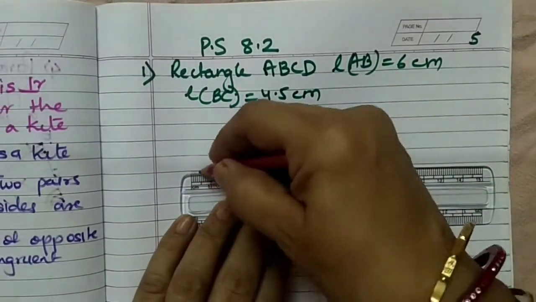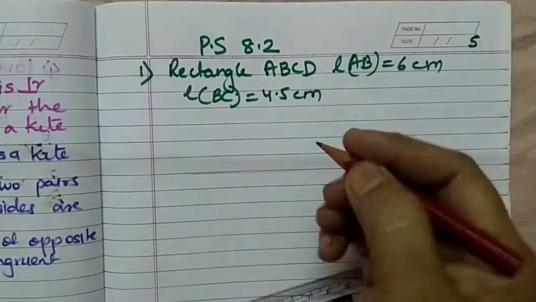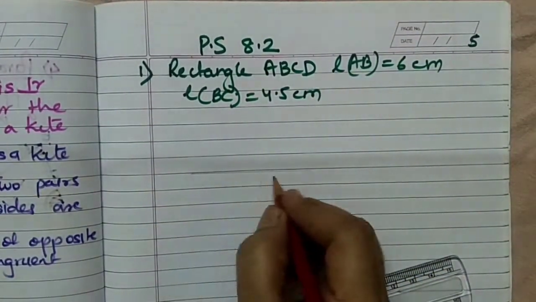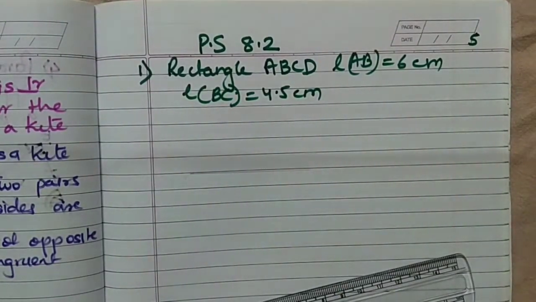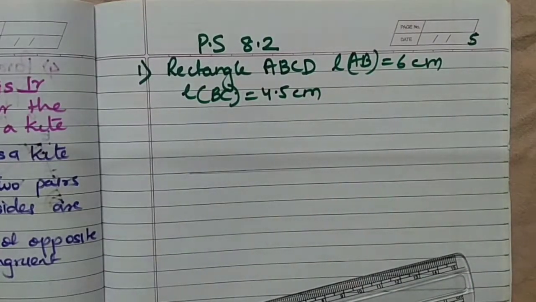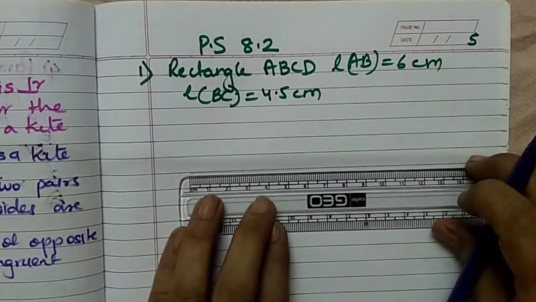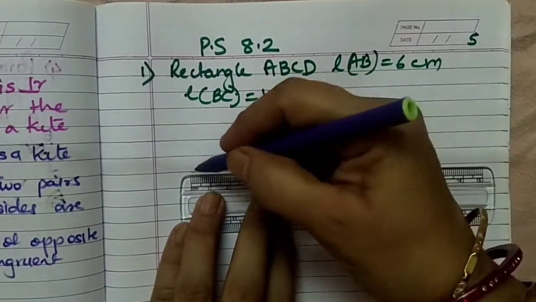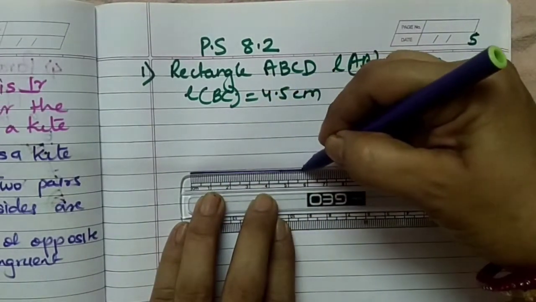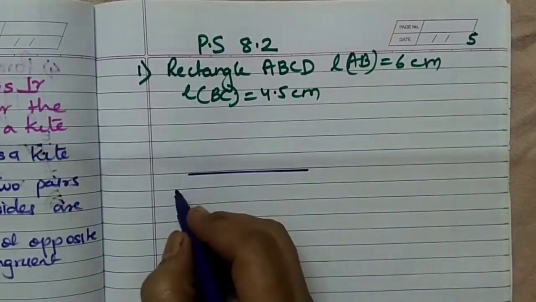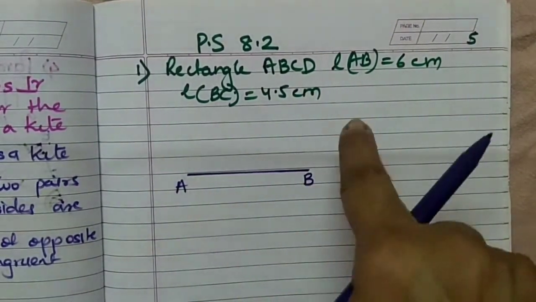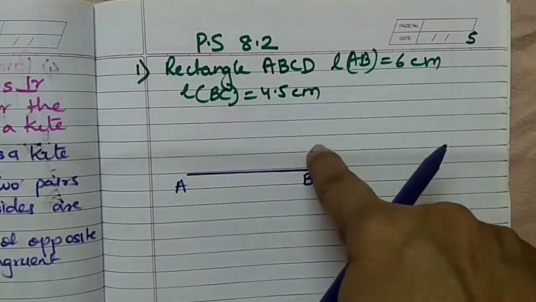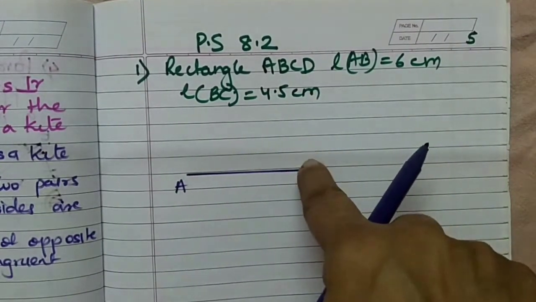So we will take 6 centimeter length from here, and this will be AB. I think you cannot see this because my pencil is very light. I will draw with the help of a sketch pen, but you have to draw with pencil only. Okay, so this is 6 centimeter. Now this is AB.